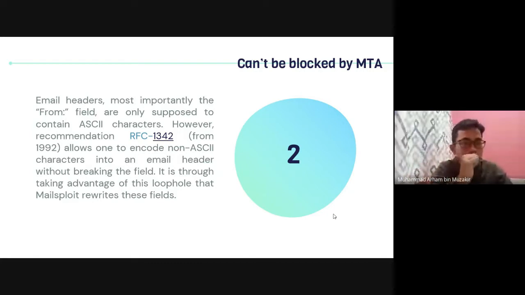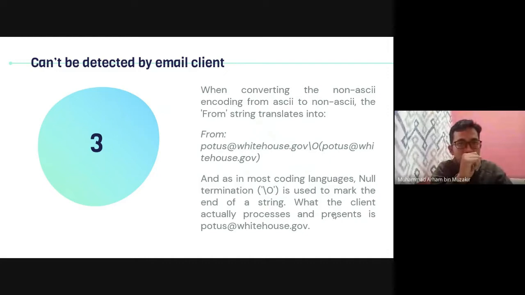Okay. Next, third one, it can also be exploited by the email client when converting the encoding from ASCII to non-ASCII. The from string translates into this code. Usually, in most coding languages, null termination is used to mark the end of a string. What the client actually processes and presents is the actual domain name.